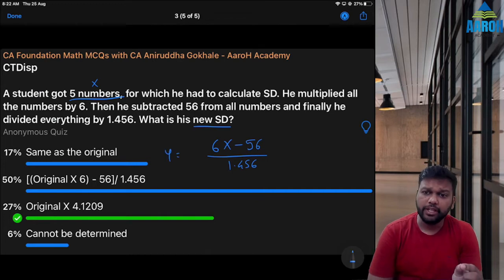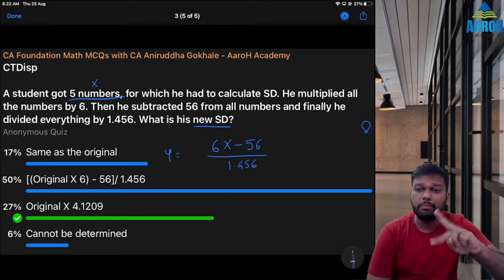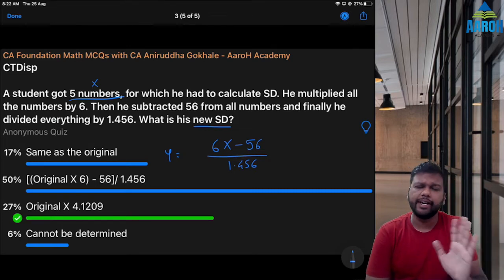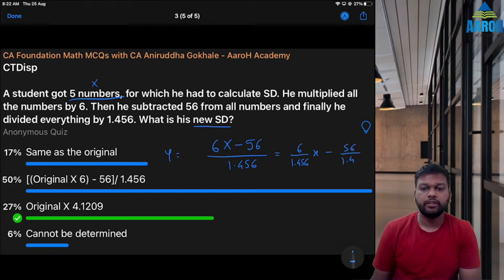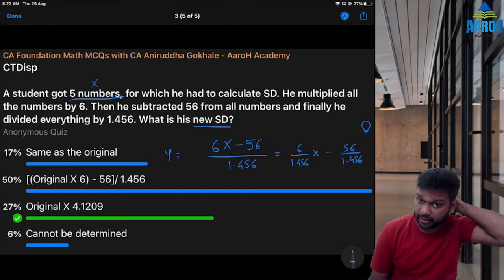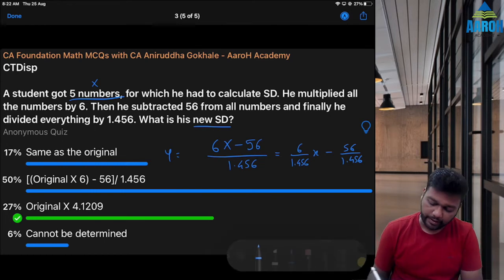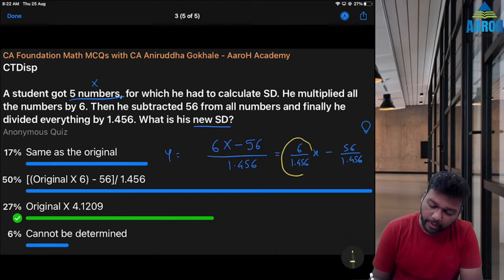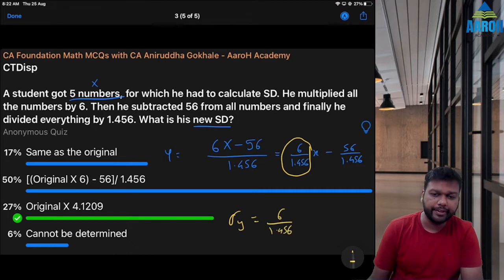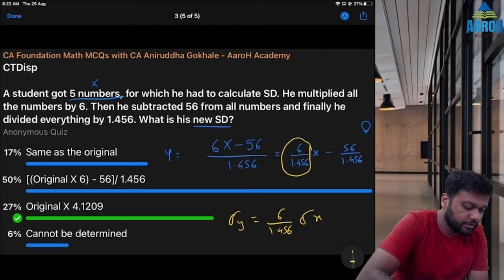Now we know SD is only affected by change of scale. Change of scale is multiplication or division. It is not affected by addition or subtraction. So if we simplify this, it will be 6 by 1.456 x minus 56 by 1.456. Now understand, SD is only affected by positive value of change of scale. Change of scale is multiplication or division, which is for x we are multiplying or dividing by this, right? So SD of y will just be 6 by 1.456 into SD of x. What is 6 by 1.456?